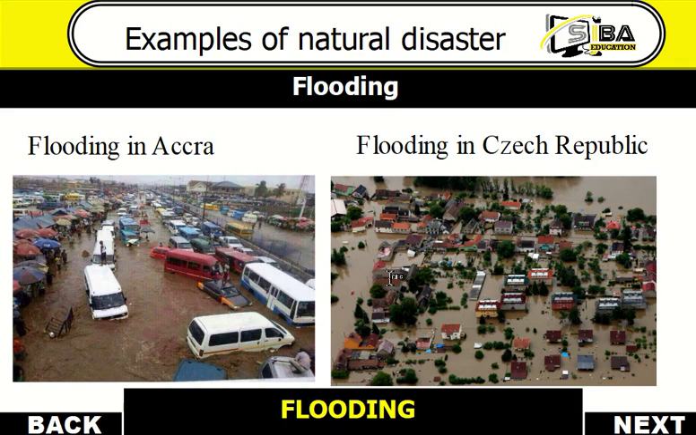And then we have flooding or flood. So flooding happens to be an example of a natural disaster. This is an example of flood which happened in Accra, and this happened in Czech Republic. And flooding usually happens as a result of continuous or excess rainfall which causes rivers to overflow their banks.